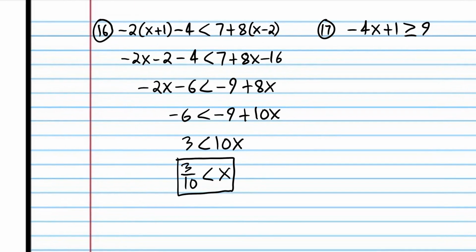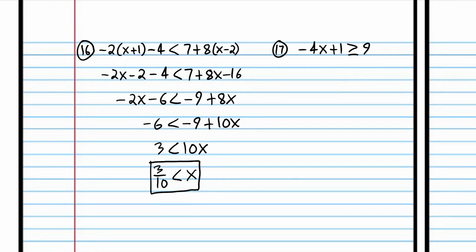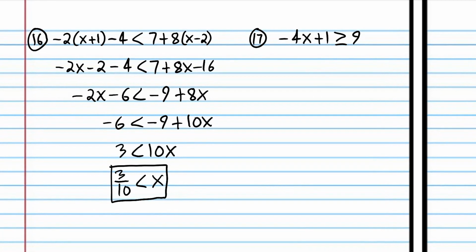Now, notice that I did not flip the inequality. The reason I didn't flip it is because I didn't divide by a negative number. I divided by a positive number. I divided by positive 10. Now it's time for you to try some of those inequalities. We'll start off with an easy one. Go ahead and try number 17, and when you come back, we'll do it together.